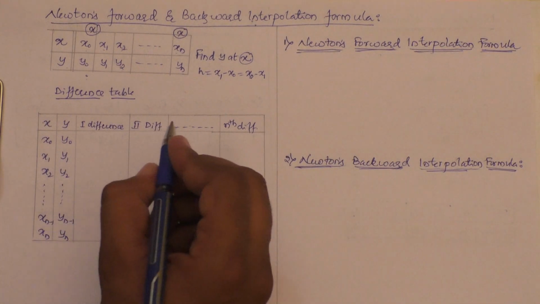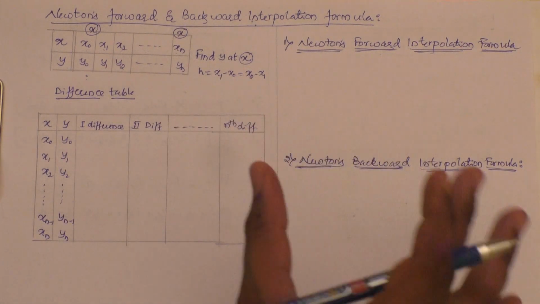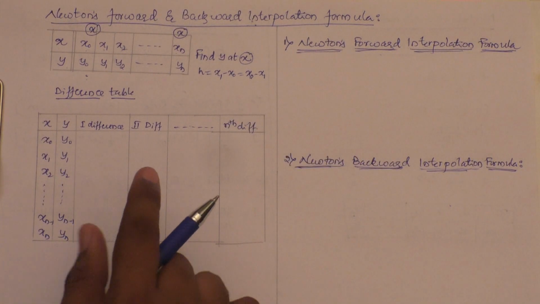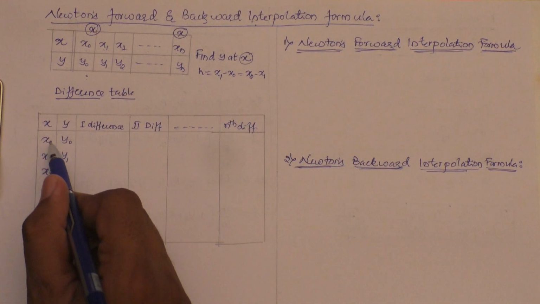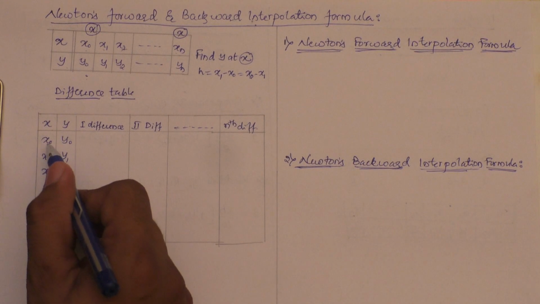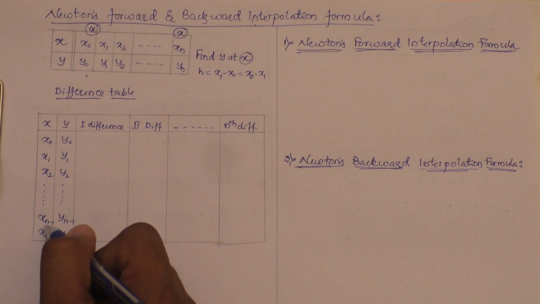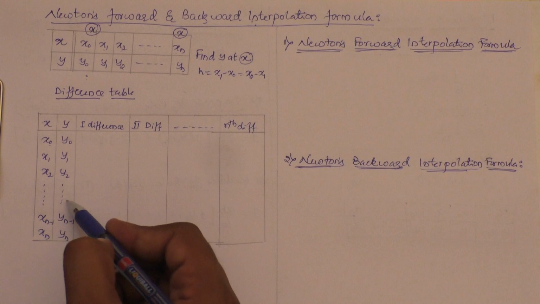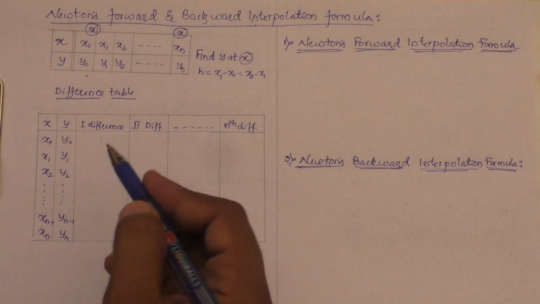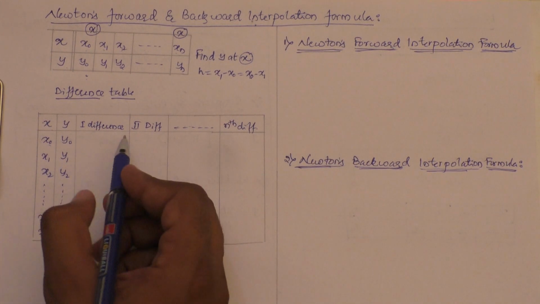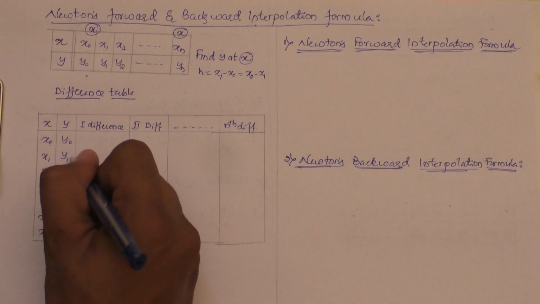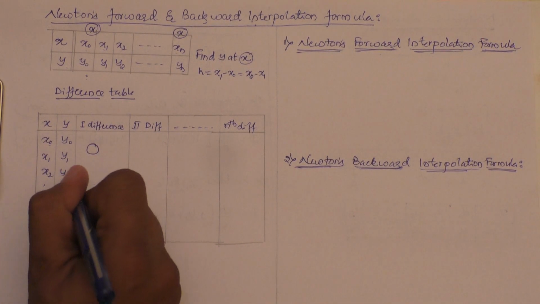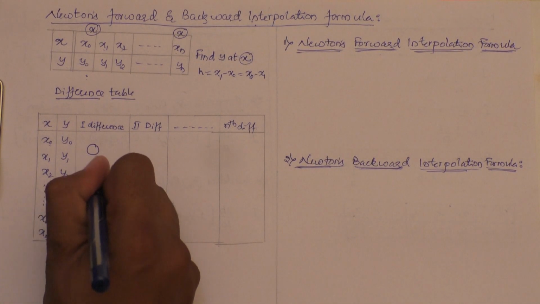Before going for the formulas, you need to construct the difference table. Difference table means simple subtraction; if you know subtraction, you can construct it. Write the x values column-wise: x0, x1, x2, up to xn. Similarly the y values y0, y1, y2, up to yn. First difference means take y1 minus y0, you will get some value. Then y2 minus y1, the second value.